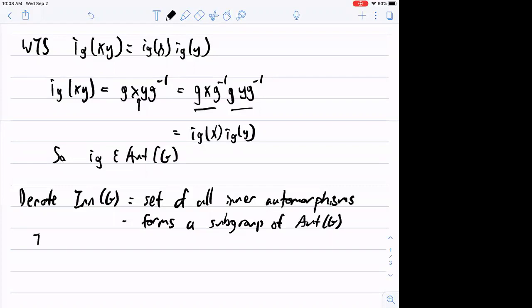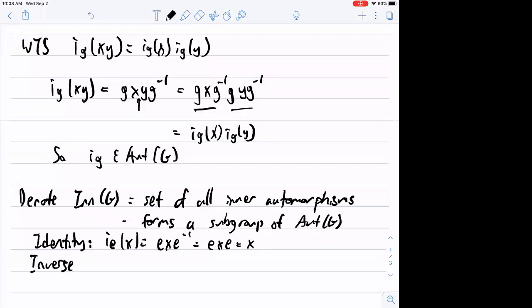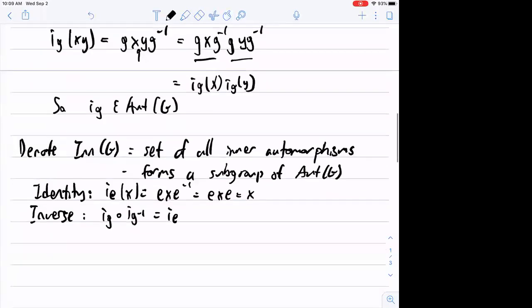So it's clear that we have an identity. The identity automorphism sends every element to itself, but that's just I_e. Remember, I_e(x) is exexe⁻¹. But e inverse is e, and ex is x, so this is just x. So we certainly have the identity. And hopefully it's clear that everything has an inverse, because I_g composed with I_{g⁻¹} should be equal to I_e. So I'm saying the inverse of I_g is I_{g⁻¹}.